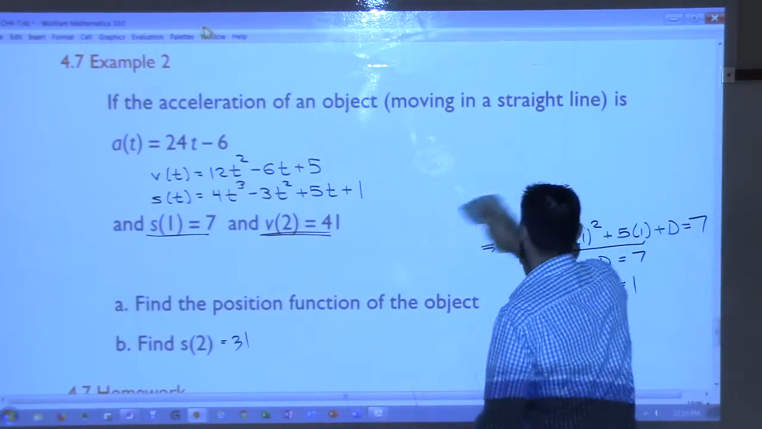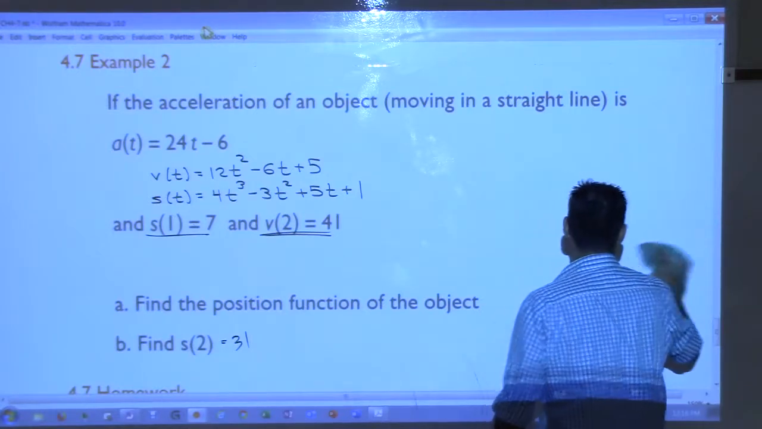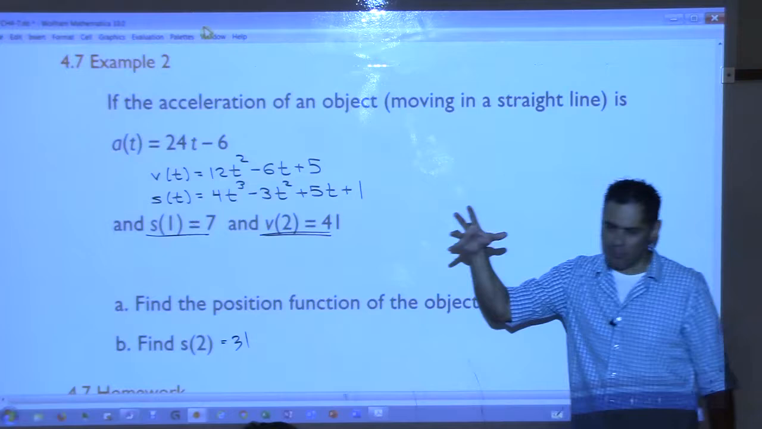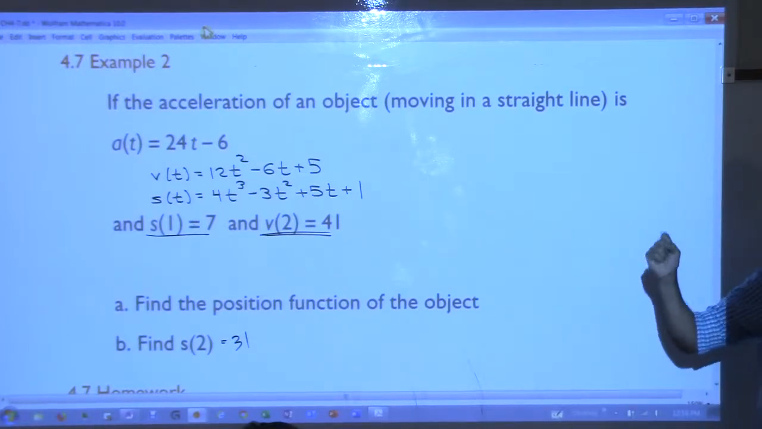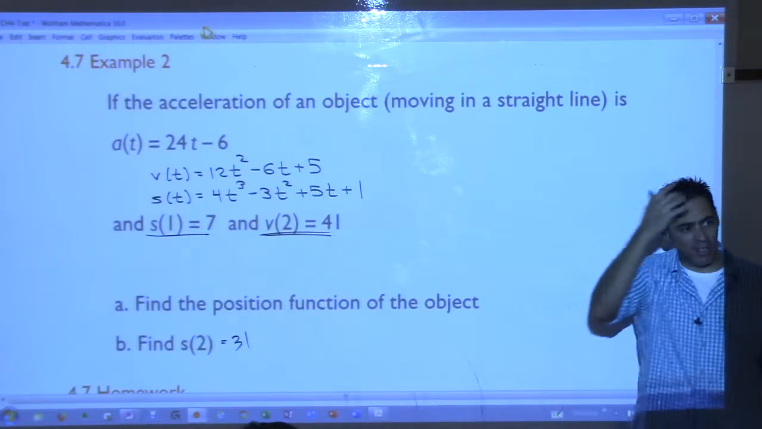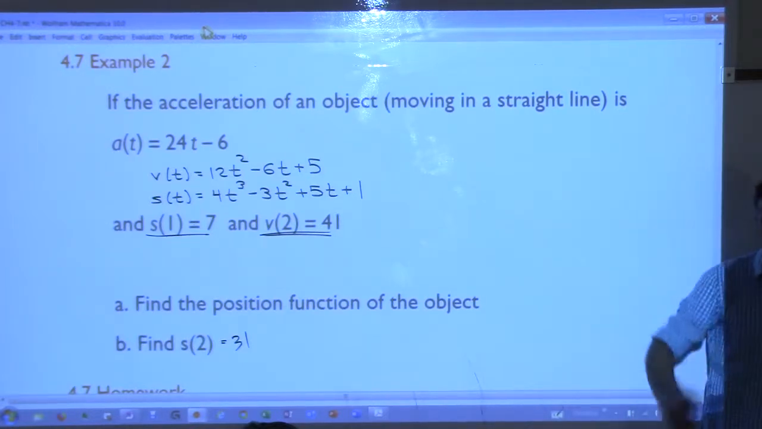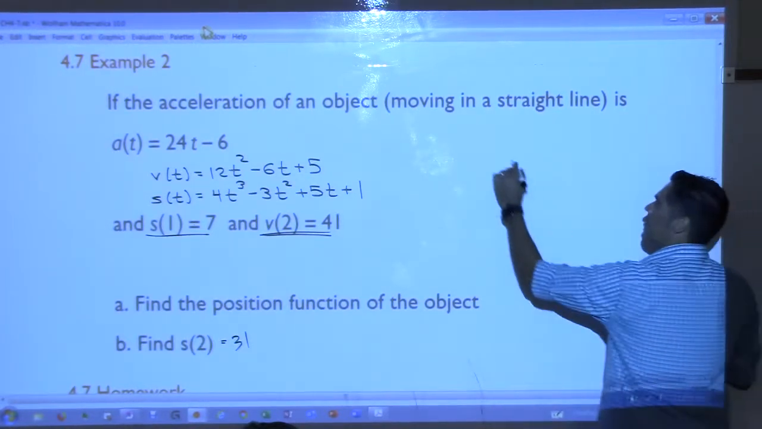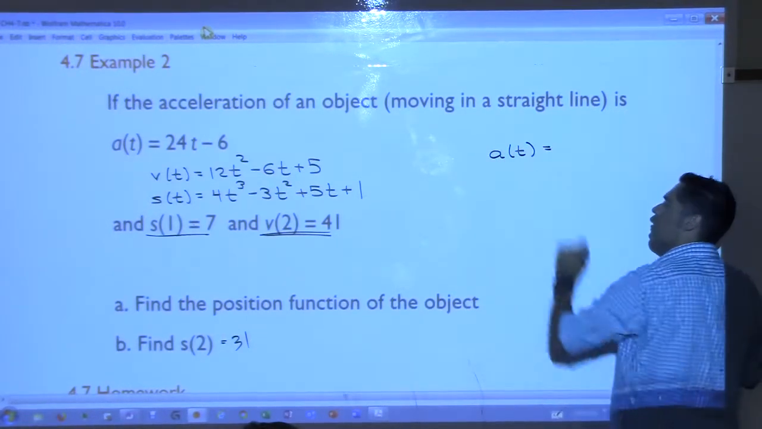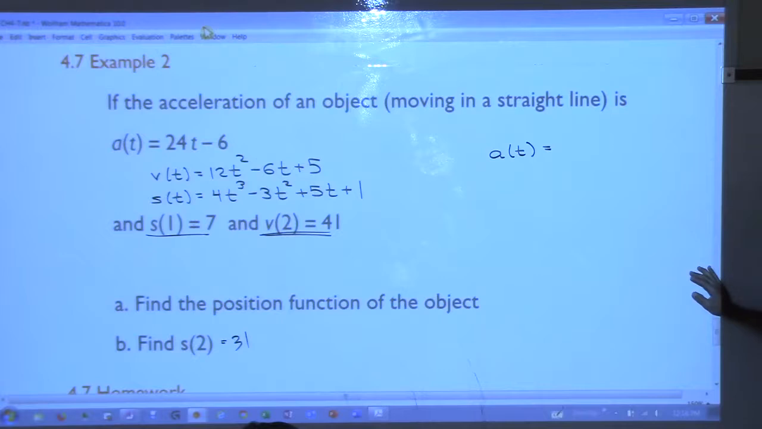Maybe another way that you might appreciate it more. When we're on Earth and we drop an object, what is the only force acting on it? Gravity, okay? So what is the acceleration of gravity? So gravity has an acceleration function on Earth of what? Negative 9.8 meters per second or something like that?